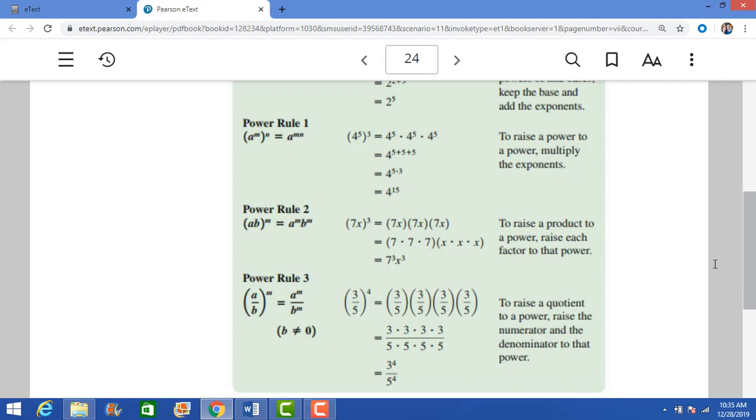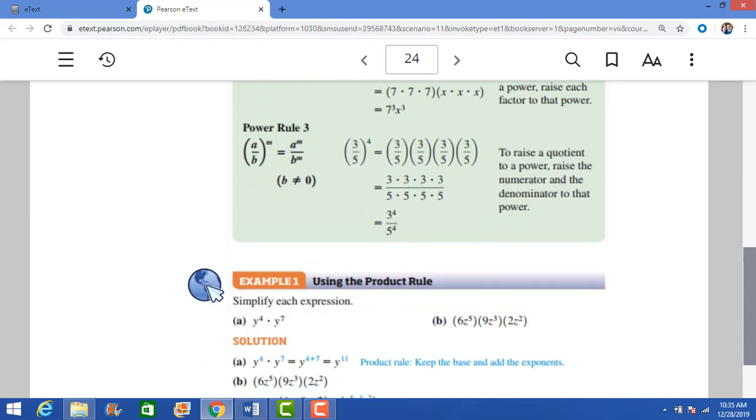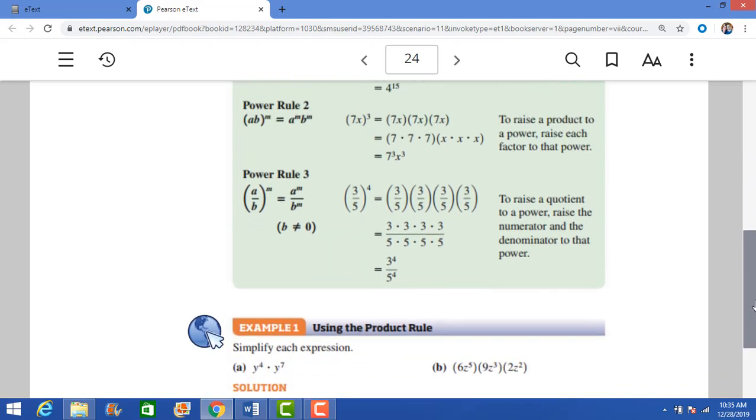And then the third power rule says you could do the same thing with a quotient. So this is with a product. Here we have a quotient, and you can distribute to each of the numerator and denominator. Of course, b can't be equal to 0 because we can't have 0 in the denominator.